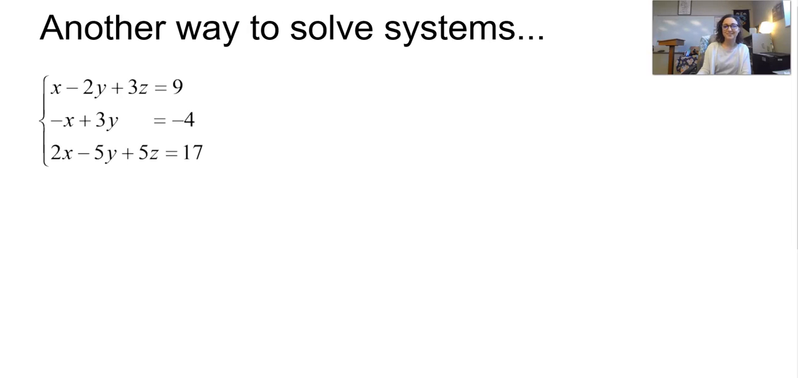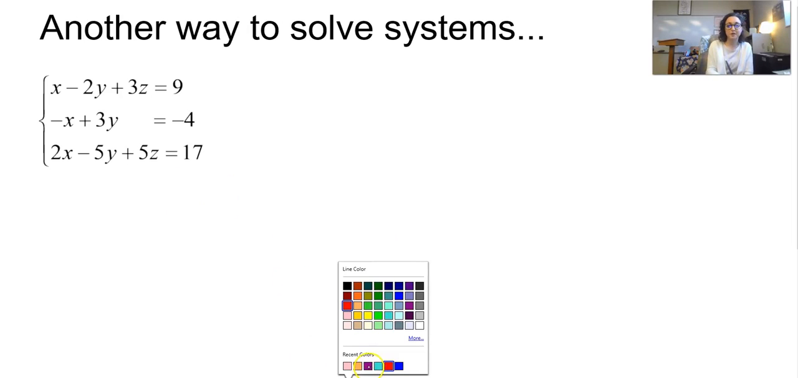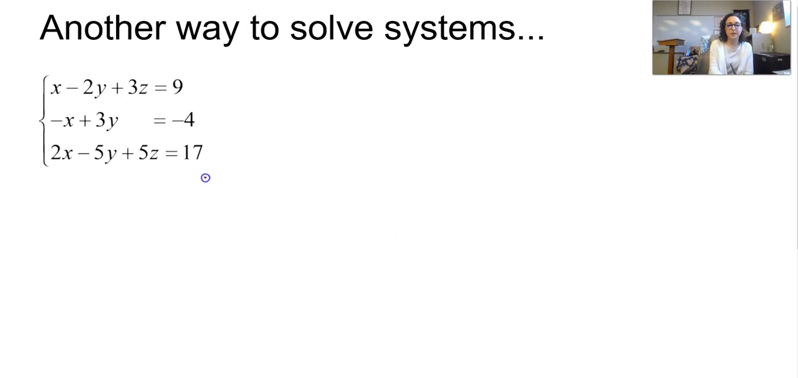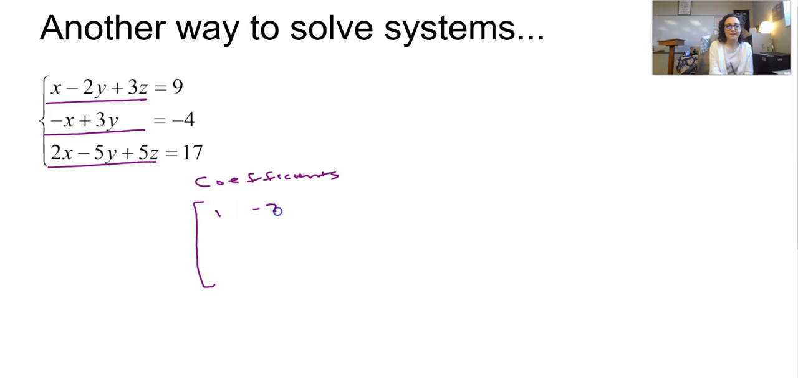All right, you can also use matrices to solve systems. So we used RREF to solve systems. Another way is to use inverses. On first pause on your screen, go ahead and copy the system. All right, so what I'm going to do is I'm going to start by making 3 matrices. So I'm going to make 1 matrix for my coefficients. So let's do that. I'm just going to grab the coefficients on the variables for each row. So I've got 1, negative 2, 3, negative 1, 3, 0, 2, negative 5, 5.